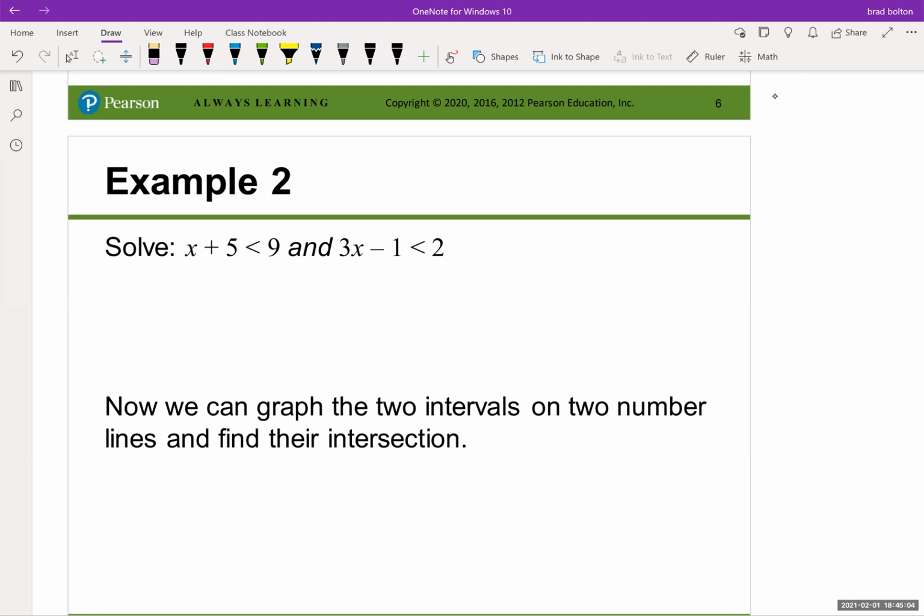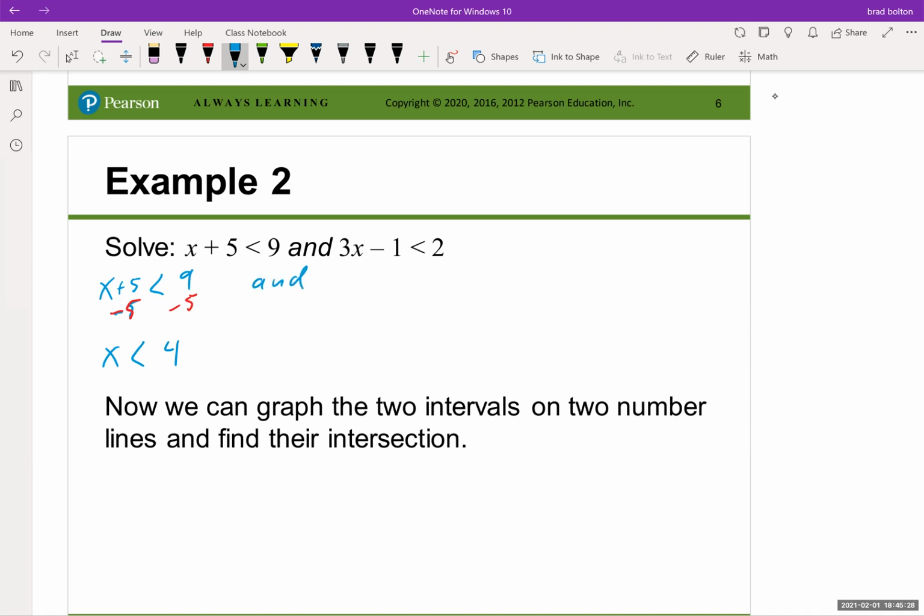So what you in general do is you take each inequality and you solve them off to the side separately. So I'm going to take x plus 5 is less than 9, okay? And I'm going to subtract 5 from both sides. So I have x is less than 4, okay?